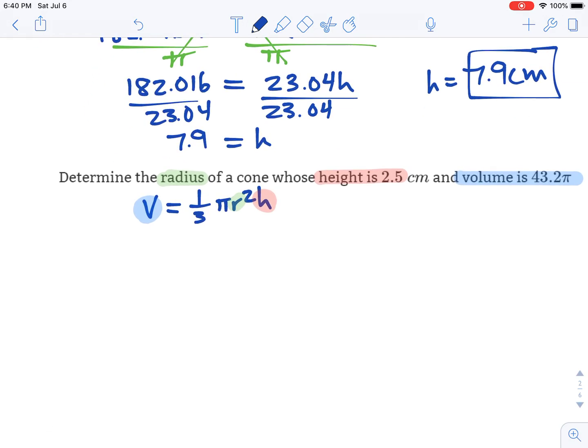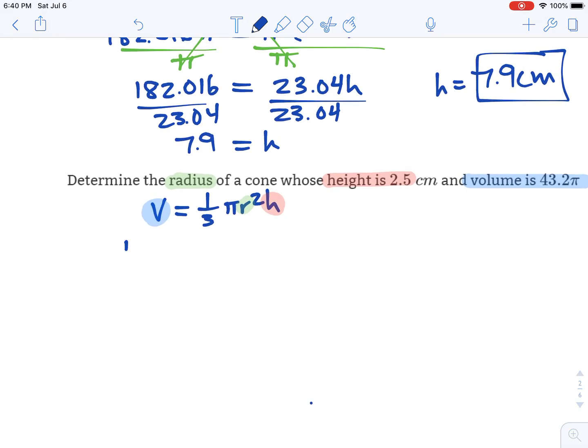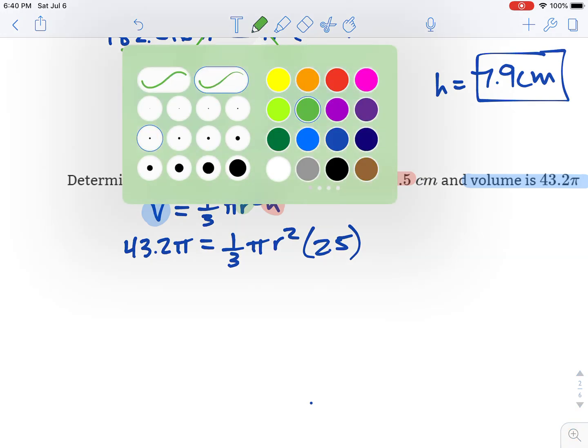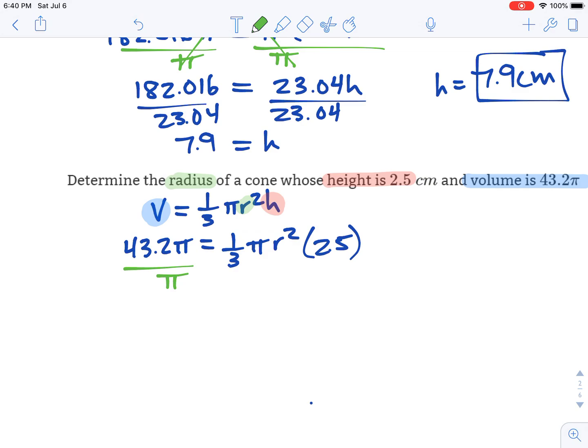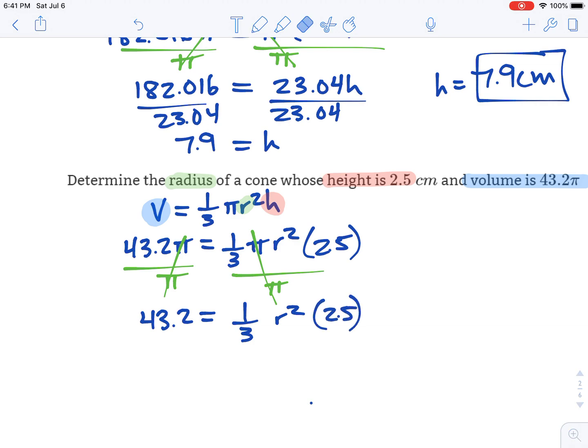So the volume here is 43.2 pi, and that equals the right side, 1/3 pi, r squared since we don't know what r is this time, times the height, 2.5. And now we're going to be careful here, and we're going to try and solve for r, which is definitely doable. First thing again, I see pi's on both sides, which is nice. We can just divide by pi on both sides to get rid of that. So we're left with 43.2 equals 1/3 of r squared times 2.5, not 25, 2.5.